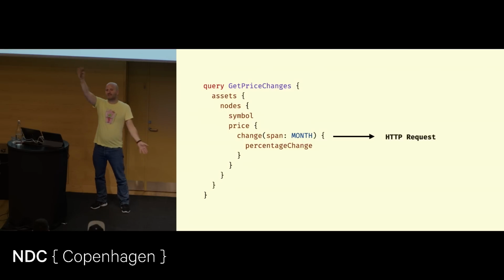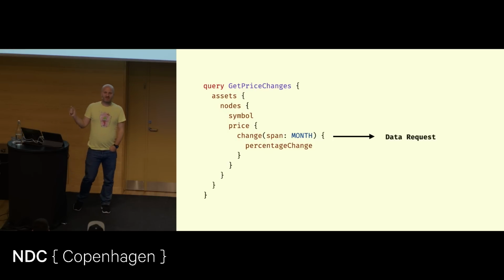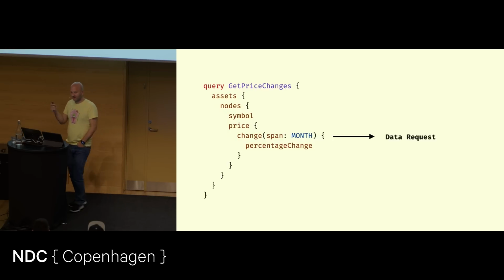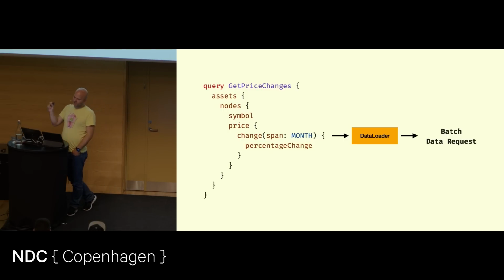If we have a list of 10 items, we will 10 times go to this REST service and ask for it. And a data loader doesn't just help with HTTP requests, it could also help with fetch requests to other databases. So what we would do here is create a new component, we call it the data loader, and put it in between our resolver and our fetch request.